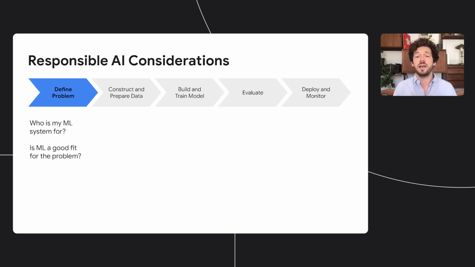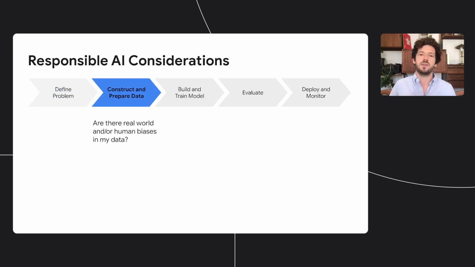First, when defining your ML task, it's important to wonder if your product requirements match your ML capabilities, and think of risk for each user group. Given those considerations, is ML even a good fit for your problem? If the answer is yes, the next step is usually to construct and prepare the data. But there are many ways biases can creep into your data, either reflecting the real-world imbalance or through the human decisions you make during collection and labeling.